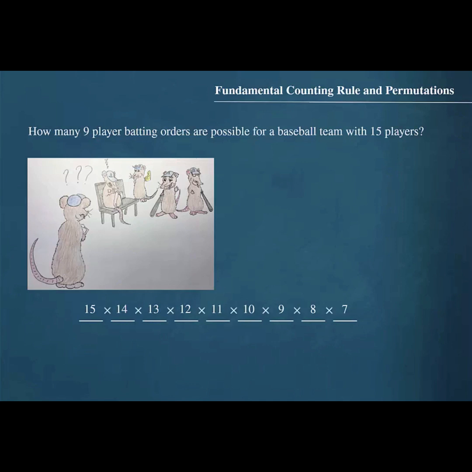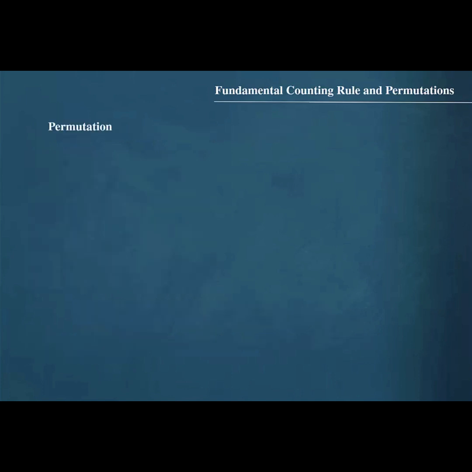Remember that the fundamental counting rule tells us to multiply the number of ways that each event can occur in order to find the number of ways that the sequence can be performed. So there are 1,816,214,400 different ways to make a 9-player batting order for a team with 15 players.